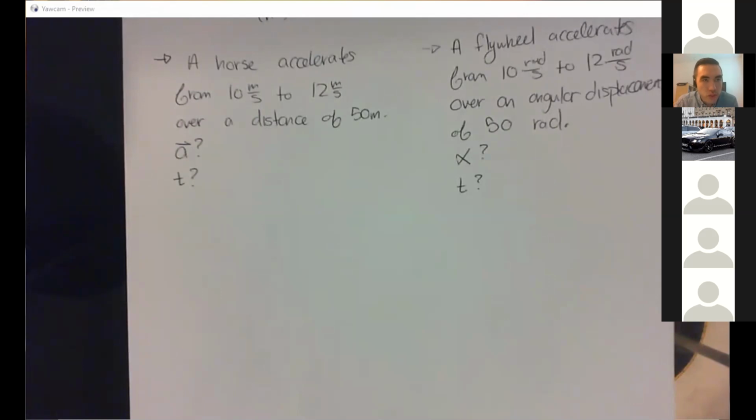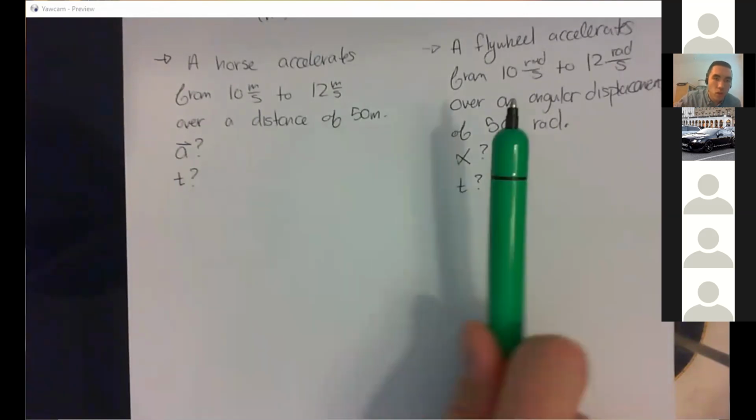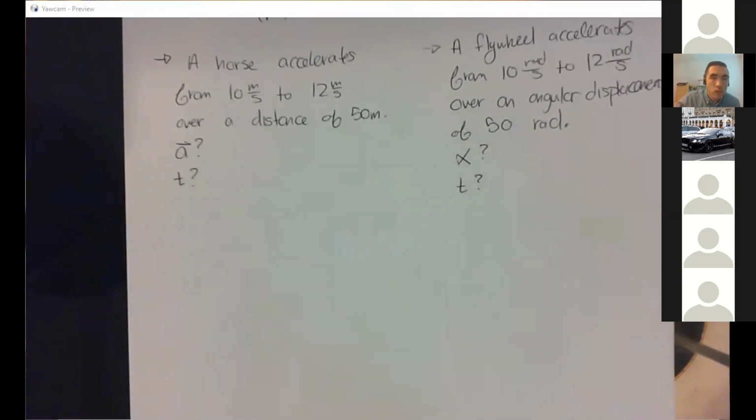Nonetheless, let's go ahead and solve this one on the left, just to show that solving this one on the right, it's the same thing. So item number 1 here on the left, how do I solve for the acceleration? What's missing? What are we not being asked for initially?